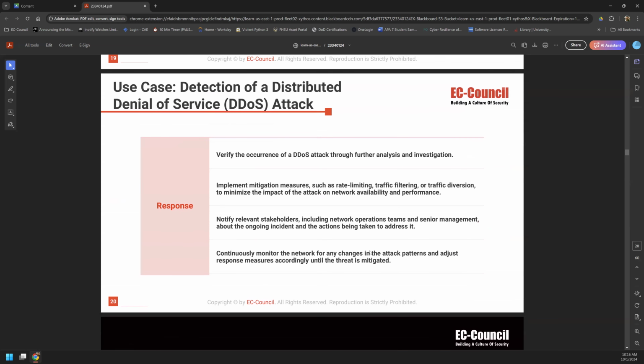In our response, we'll want to verify the occurrence of a denial of service attack. Through further analysis and investigation, we'll implement any kind of mitigation, such as the rate filtering, etc. Notify any relevant stakeholders, including network operations team, senior management, etc., about the ongoing incident, and then continuously monitor the network for any changes in the attack patterns and adjust response measures accordingly.